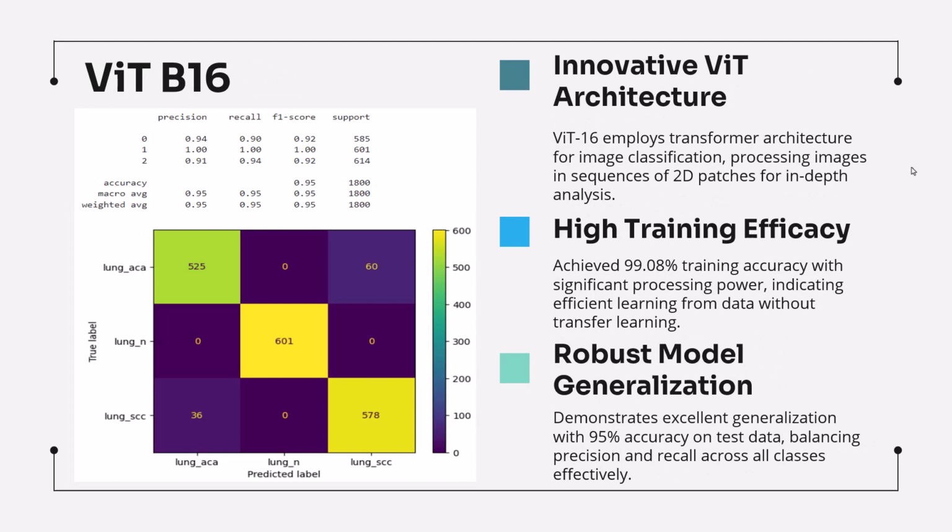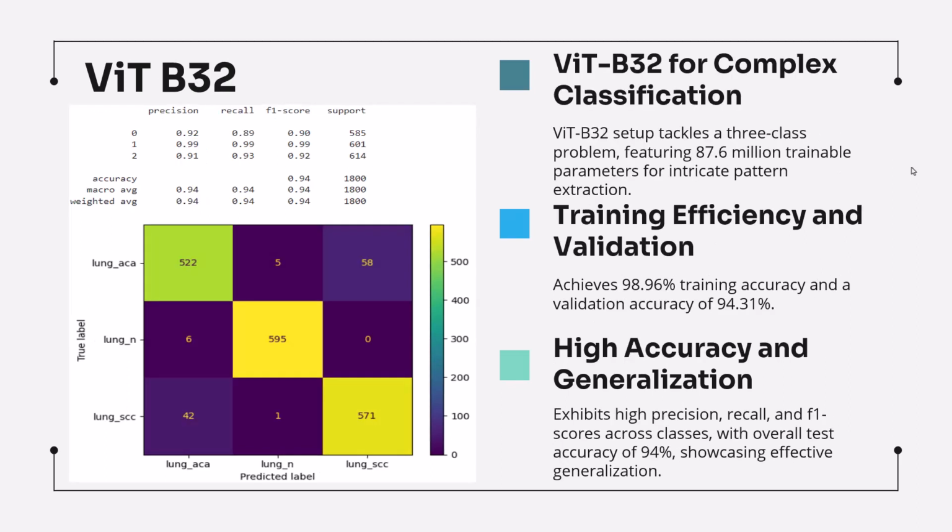Vision Transformer B16 was able to process images in sequences of 2D patches for in-depth analysis. It achieved 99% training accuracy for significant processing power and also had robust model generalization. It demonstrated excellent generalization with 95% accuracy on test data, balancing precision and recall across all classes effectively. Vision Transformer B32 achieved a 98.96% training accuracy and a validation accuracy of 94.31%. The high accuracy and generalization show that with overall tests, the accuracy came through at 94%, showcasing effective generalization.